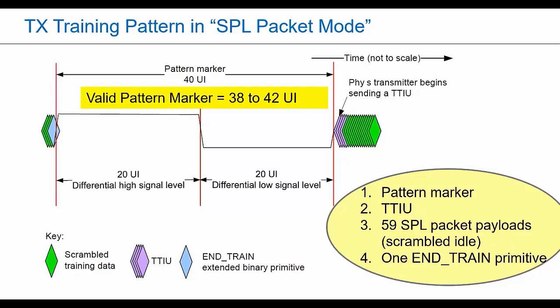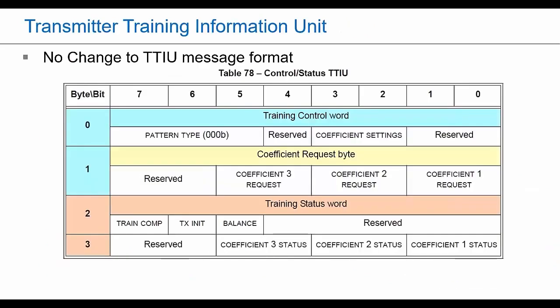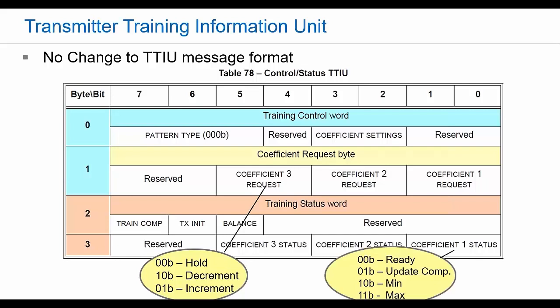Immediately following the marker, the TTIU structures are sent. Okay, and for the TTIUs themselves, SAS 4 is using the same basic approach as they did with SAS 3 for 12 gig. No change to the message format, still using DWORD size structures, 32 bits total, separate control word where each side can make coefficient requests. The status word, again, always reflects the status of the PHY that sent it. So 01 would mean the update you requested is complete.